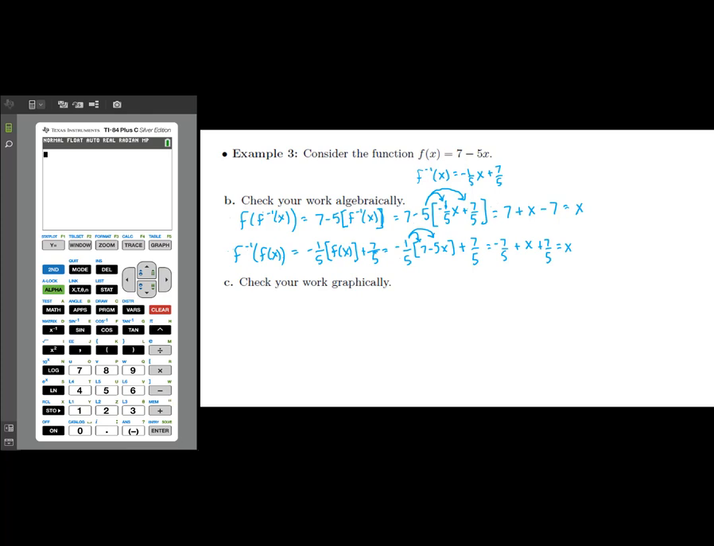So we're getting what we expect, right? When you apply a function and then you undo it, you should get your input back again. And then we'll also check it graphically. So let's go ahead and graph this. And so I've typed in 7 minus 5x for y1. I've typed in negative 1/5 x plus 7/5 for y2, and then I've plotted y equals x.